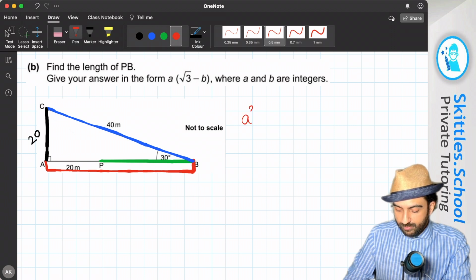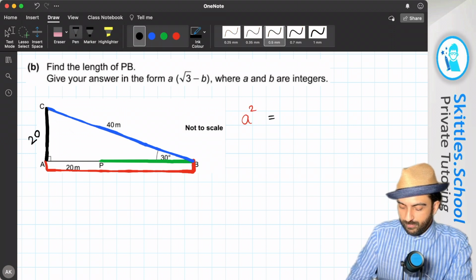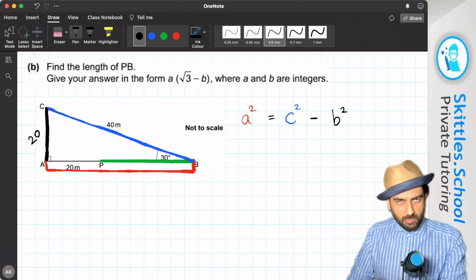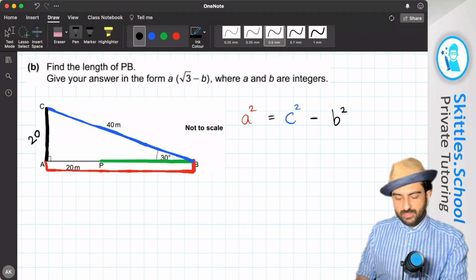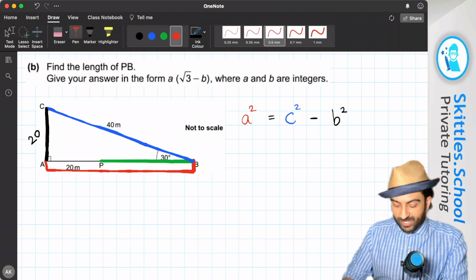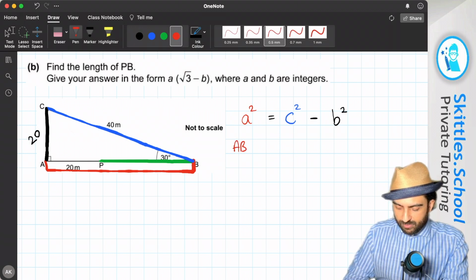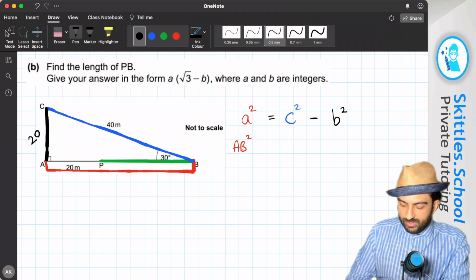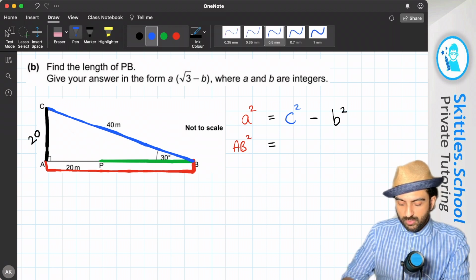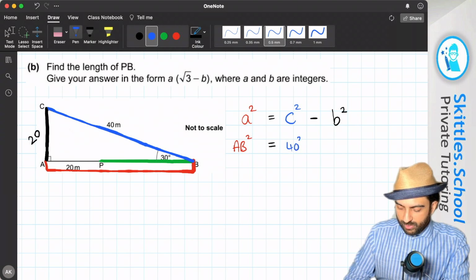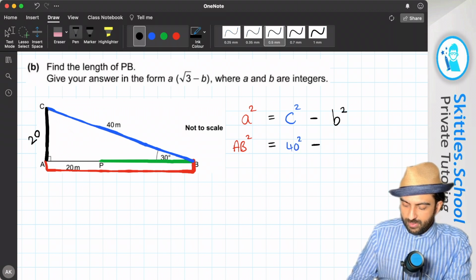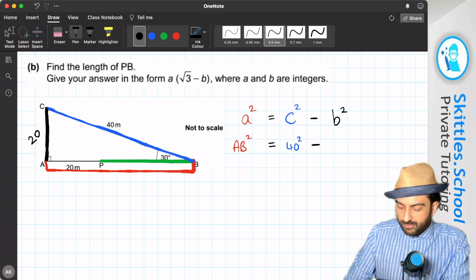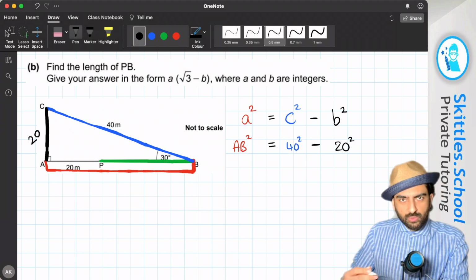Now, if we know the long side, and we're trying to work out a short side, we can do the short side is equal to the long side subtract the other short side. So a squared is equal to c squared minus b squared. Now let's put some numbers in. So a squared, which is side AB, so AB squared, is equal to c squared, which is 40, so 40 squared, subtract b squared. Now we know b is 20, so 20 squared. And let's work all of this out.